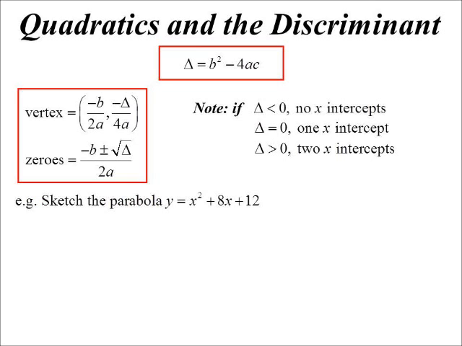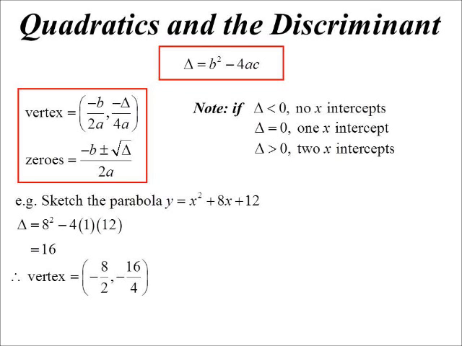So back to our question from yesterday, x squared plus 8x plus 12. The discriminant for that one turns out to be 16. So the vertex, well, minus b on 2a, but now I can simply say for the y value, minus the discriminant on 4a. So minus 16 on 4. And sure enough, we get our answer of minus 4, minus 4.